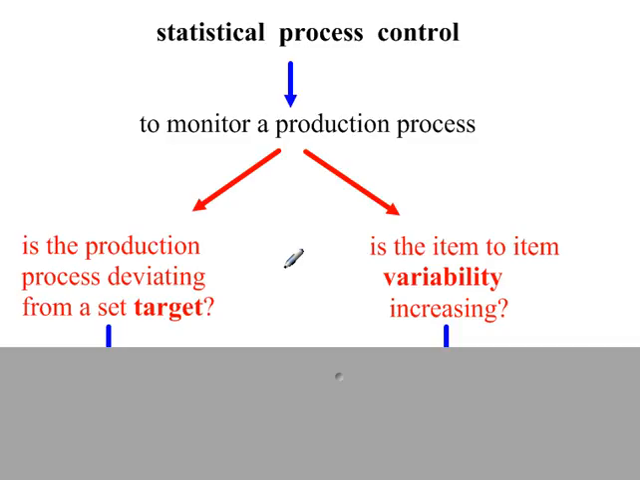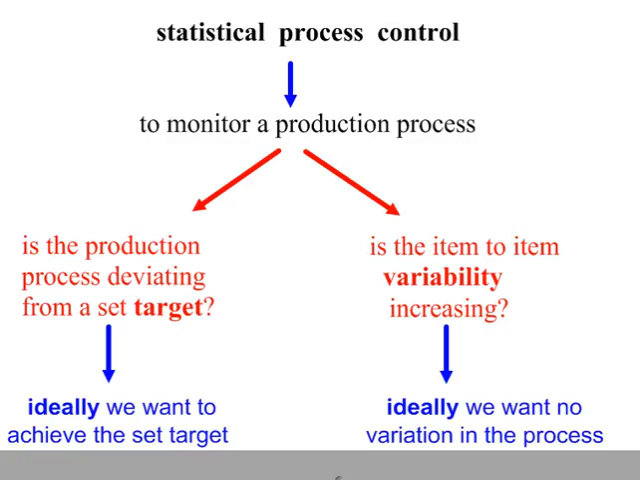So we can take regular samples from the production process. We can analyze the samples to check for a mean, the sample mean, and the range or standard deviation to check for the variability in the process. In an ideal situation, we would want our sample to show that the exact set target has been achieved and that the variation in the process is 0.